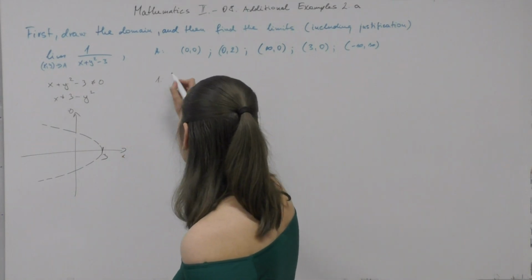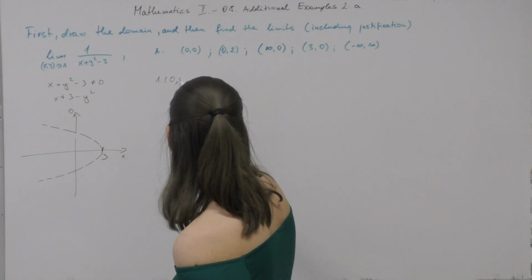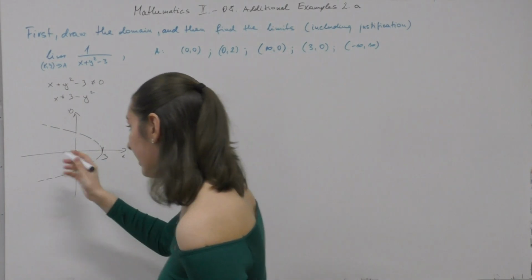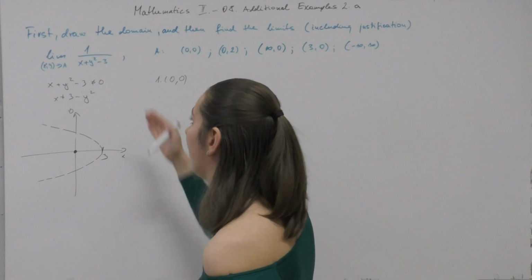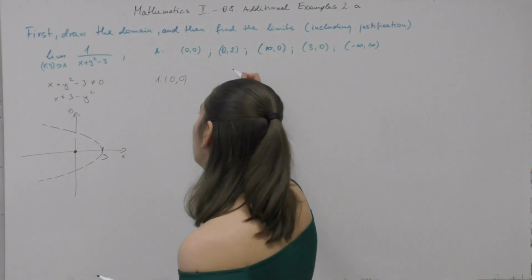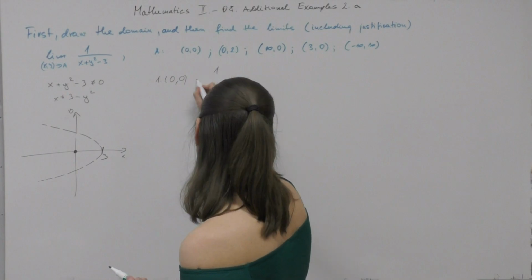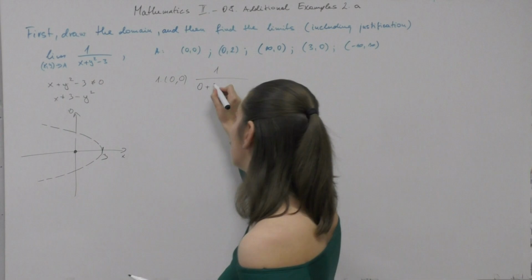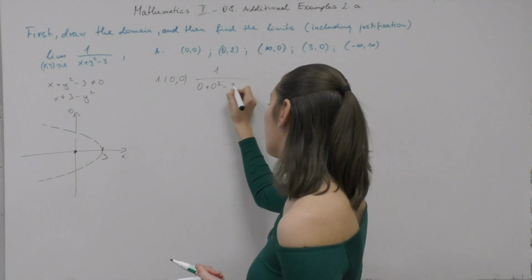Our first point is 0, 0, which is here, clearly in the domain, and we have a continuous function, so the limit will be the function value, which is 1 over 0 plus 0 squared minus 3.